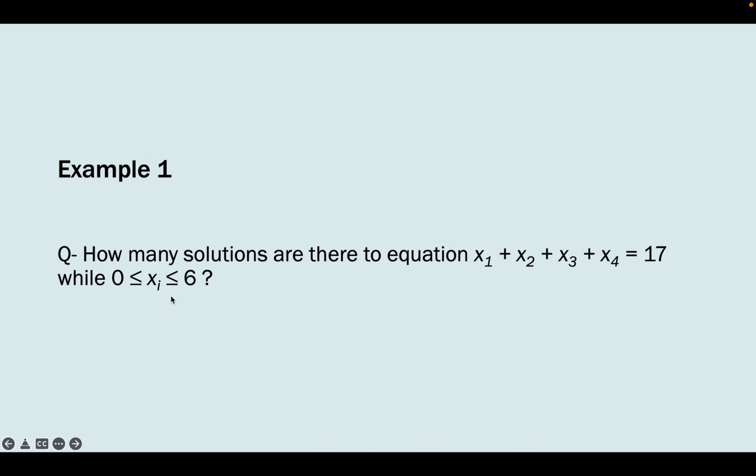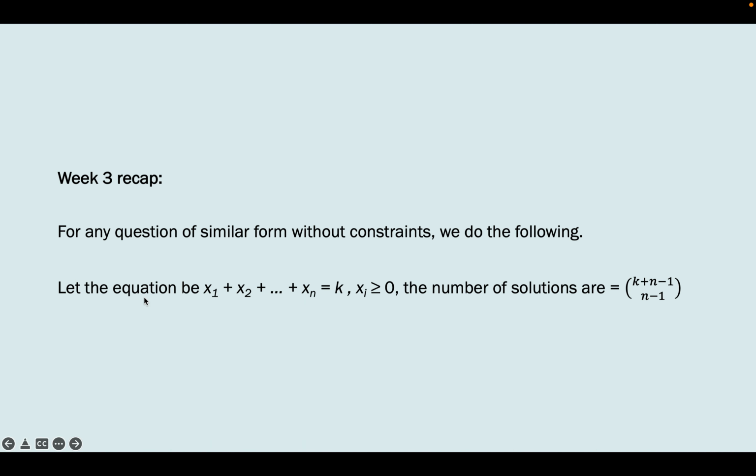You might recall we have done a similar question back in week 3. The only difference was that we did not have any constraints for xi's. So for a little recap, for any question of similar form without constraints, we do the following. Let the equation be x1 plus x2 plus and so on to xn equals k, while xi is greater than or equal to 0. And so the number of solutions is (k plus n minus 1) C (n minus 1). This is a general equation, and our xi's are non-negative integers. So within simple combinatorics, we found the formula for the solutions.